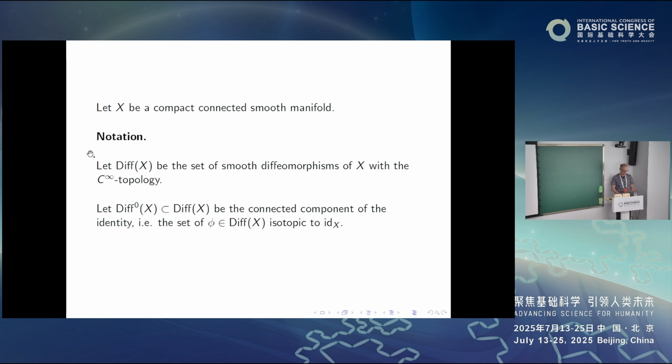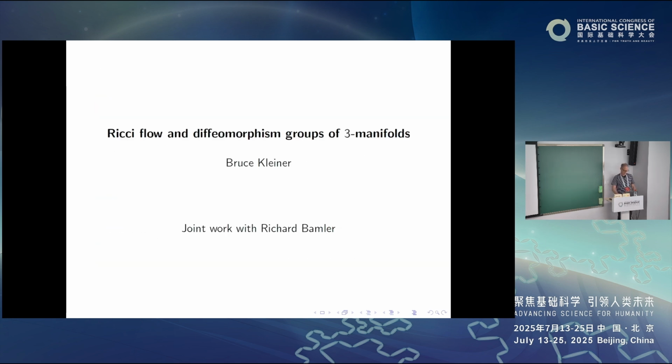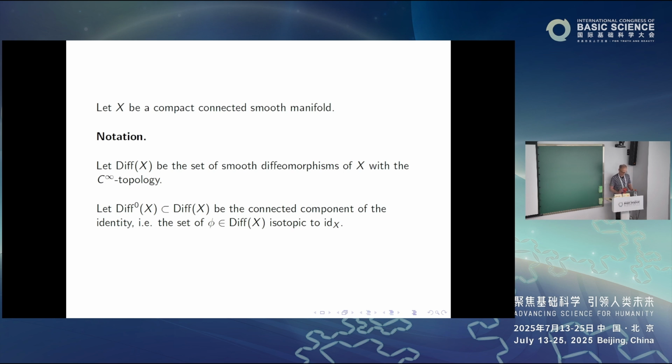X is a compact connected smooth manifold. We're going to be interested in the diffeomorphism group of the manifold. This is the set of smooth diffeomorphisms, and I'll put the C infinity topology on that. That means a sequence of diffeos converges to some limit if it converges uniformly, along with the kth derivatives for every k.